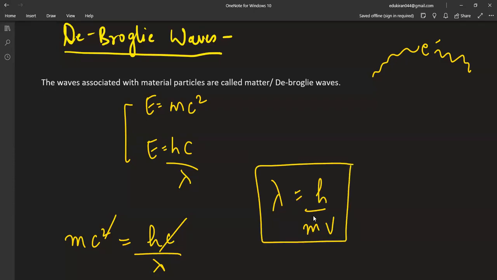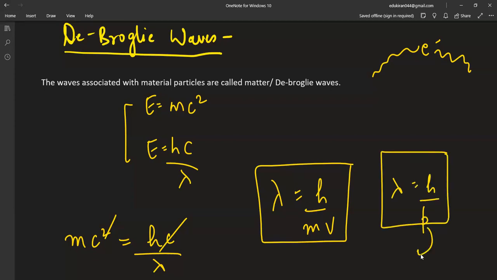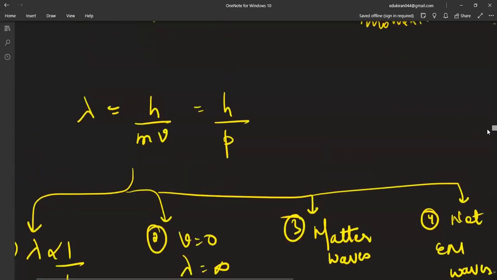Or you know what is m into v? M into v is momentum. So this is h by p, where p is your momentum, and h is the Planck constant already. Now see what exactly these are. This I have just told you in very short. Just understand what these are. So this formula also I told you.